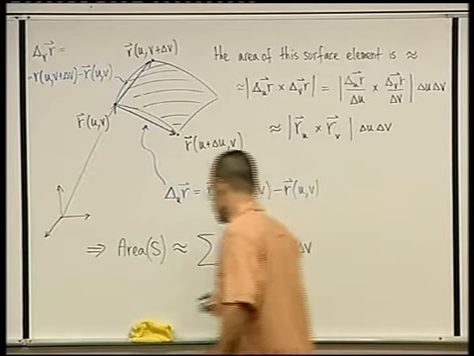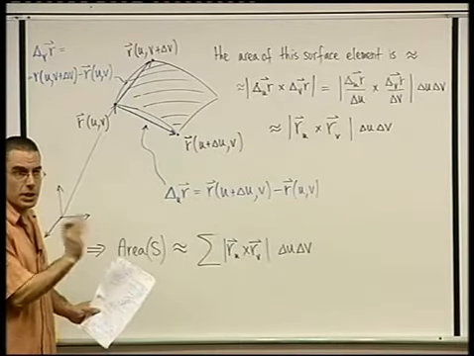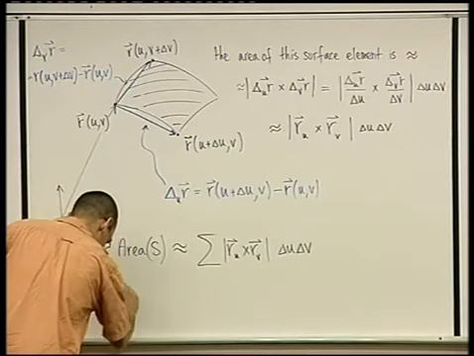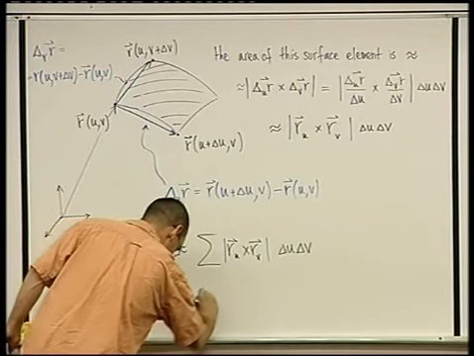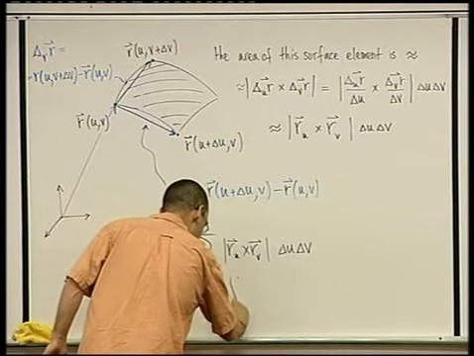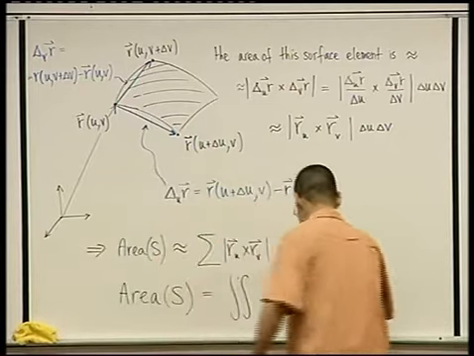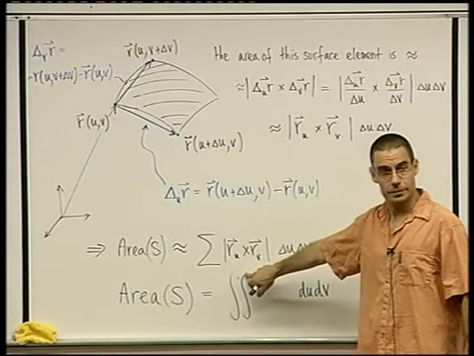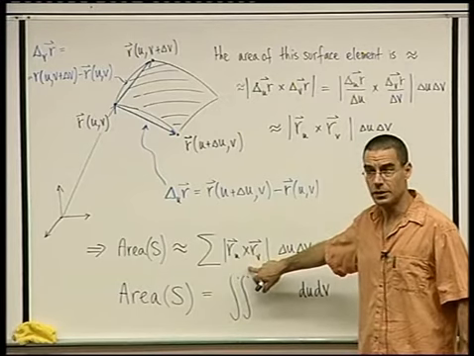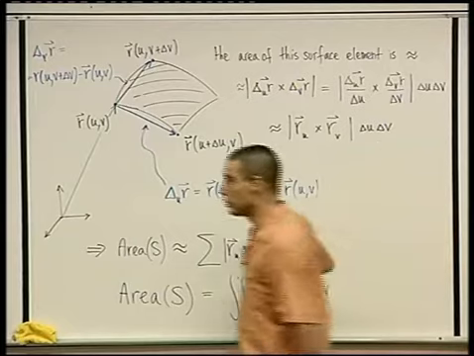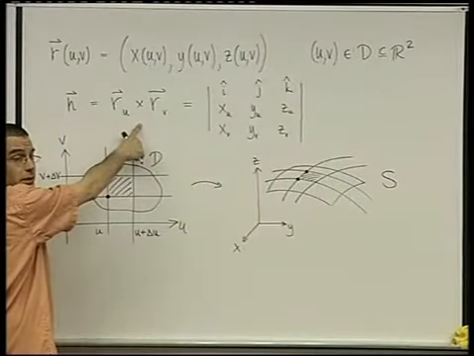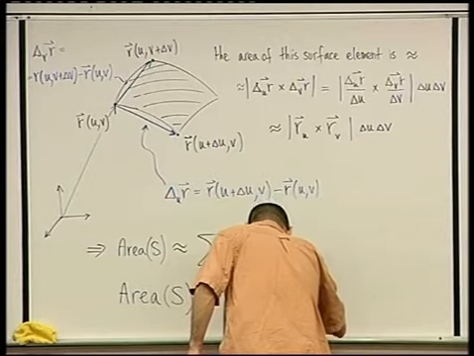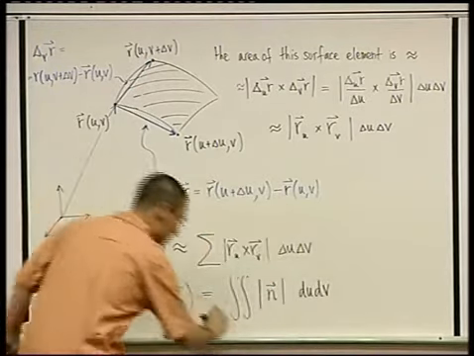And in the limit, when we refine the partition more and more, we're going to get that the area of S is the double integral, du dv, of this thing. Now what is this thing? What is ru cross rv? One board back again. The normal. So the area of S is taking the normal at every point, finding its length, and then doing a double integral over the domain.